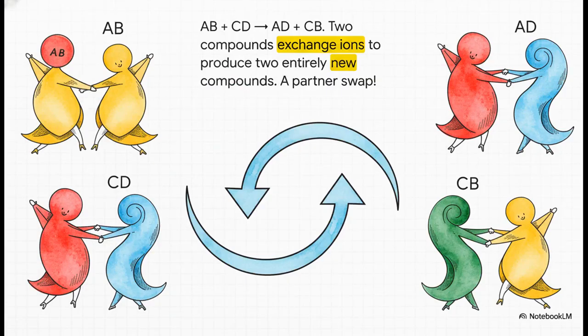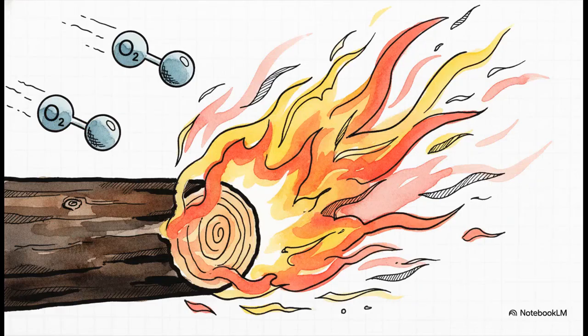So if the last one was someone cutting in on a dance, this one, double displacement, is a full-on partner swap. You start with 2 couples, A, B, and C, D. They meet on the dance floor, their ions decide they like the other partner better, and they just switch. You end up with 2 totally new couples, A, D, and C, B.